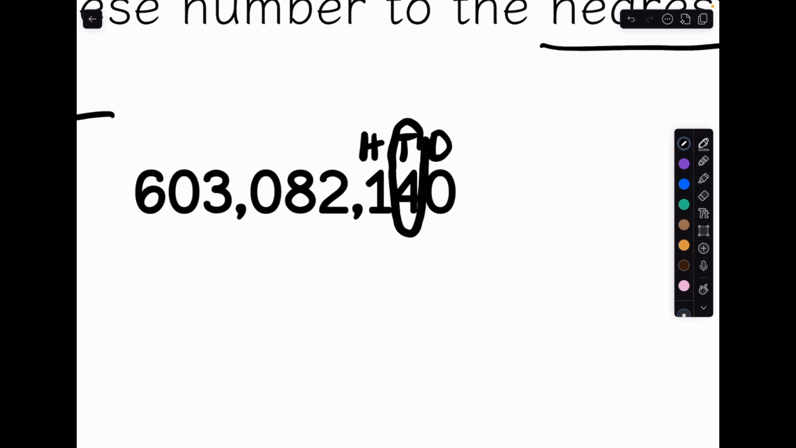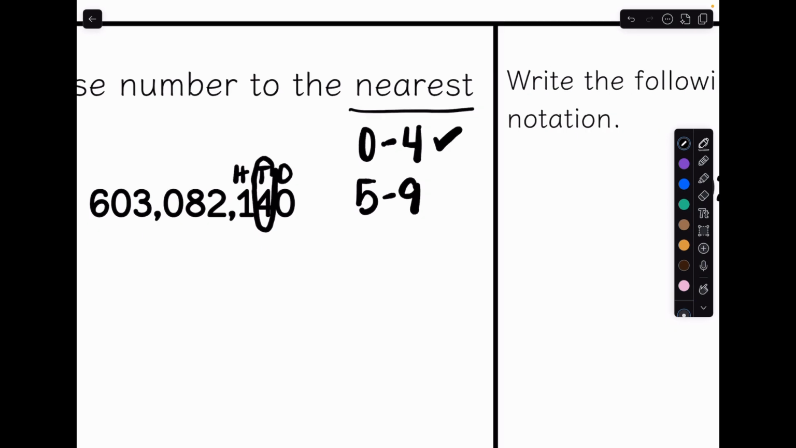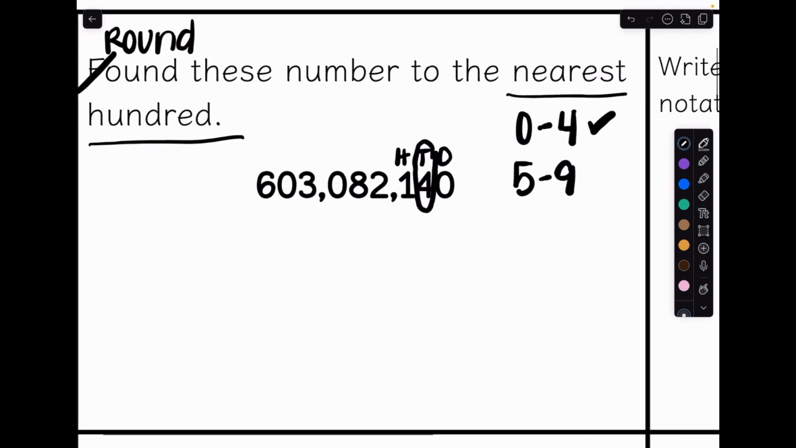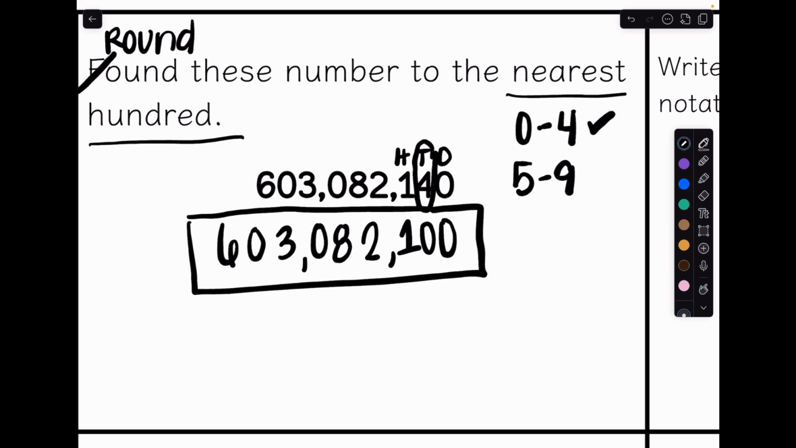So I bring my attention to that. And then we need to ask ourselves, is 4 in between 0 through 4 or 5 through 9? It is in between 0 through 4, and we know 0 through 4, we add no more to that place value that we need to round to. So my 1 is going to stay the same. Everything behind it becomes a 0, and then every number ahead of it stays the same. Okay, so that's our number rounded to the nearest hundreds.